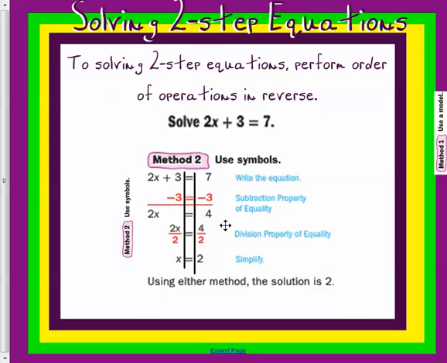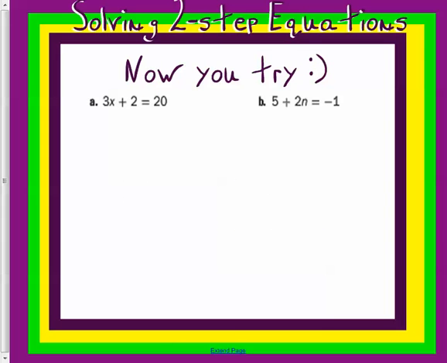You can plug that back in then to check your work. So 2 times 2 plus 3 should equal 7. And 2 times 2 is 4 plus 3 equals 7. So 7 equals 7, and it works. All right, you try these two, and I'll be back in just a second to show you what I did.